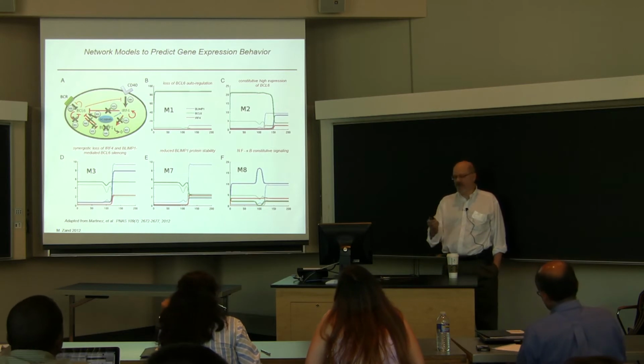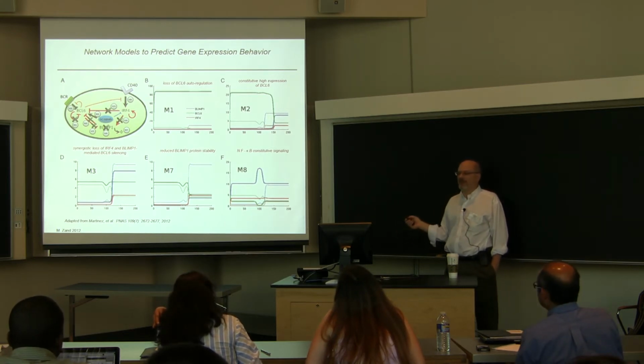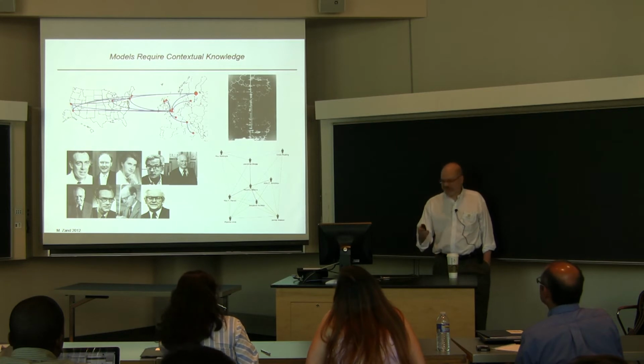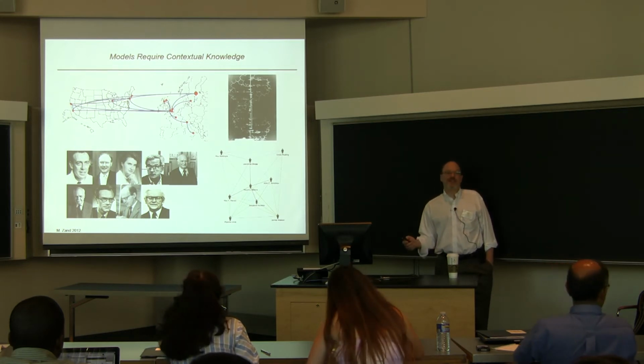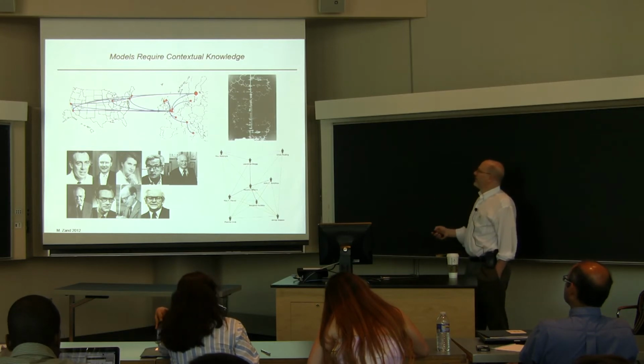You can all think about ways to do these experiments in the laboratory to see if you get this particular phenotype. So these types of network models are very, very useful in some ways, and also fraught with pitfalls. Why? Models require contextual knowledge and they require a focused question. Okay? So here's a little network model.